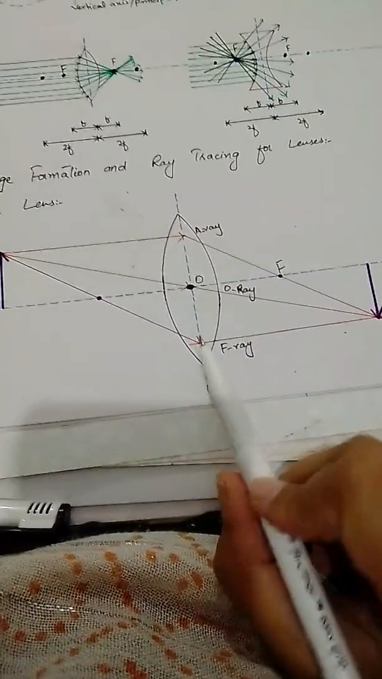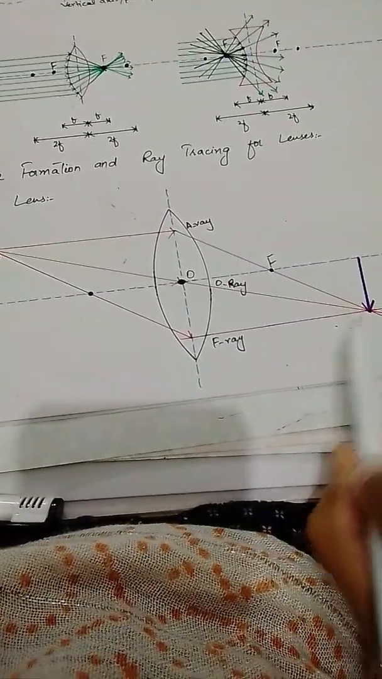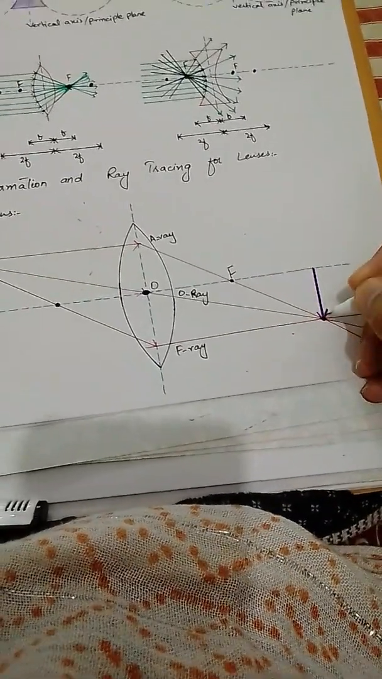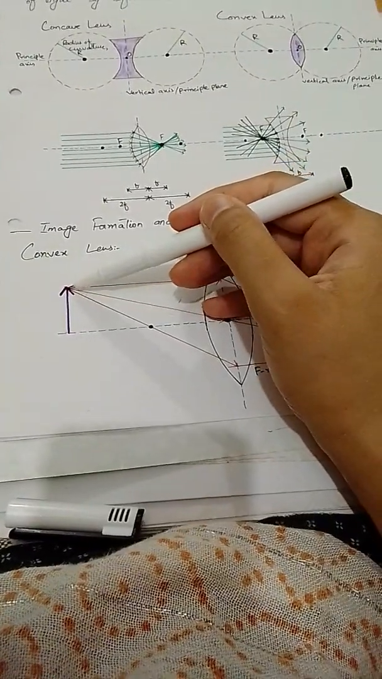The third one is F ray. The F ray first passes through the focus, and then after striking the lens it would get parallel to the principal axis, and all of these three rays would meet at a point that would be the intersection point, and the original image would be obtained from here. This is the point where the image will be formed. So in this case the image will be inverted, the same size, but inverted.